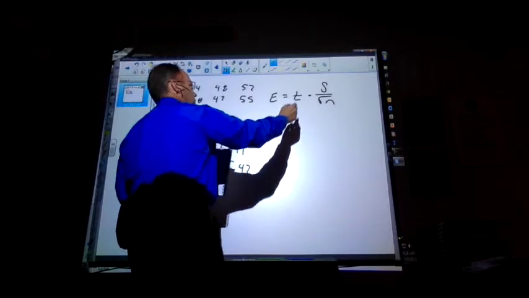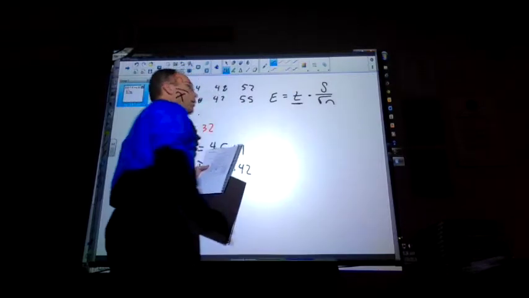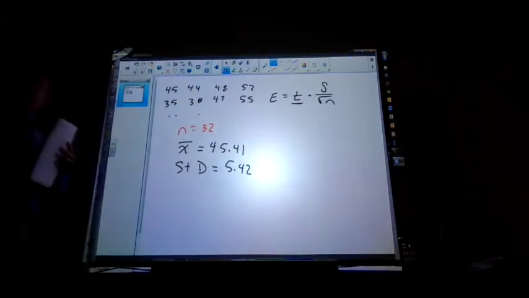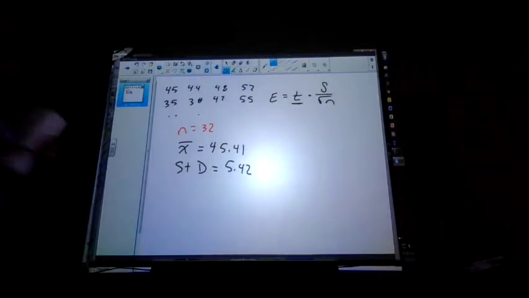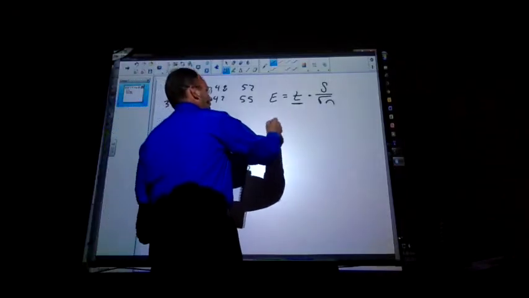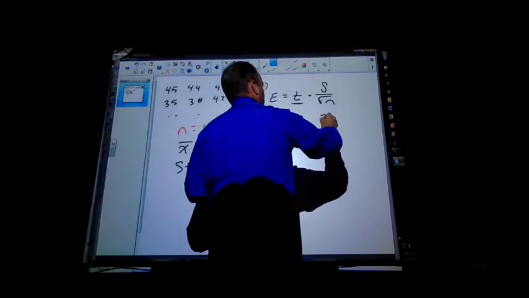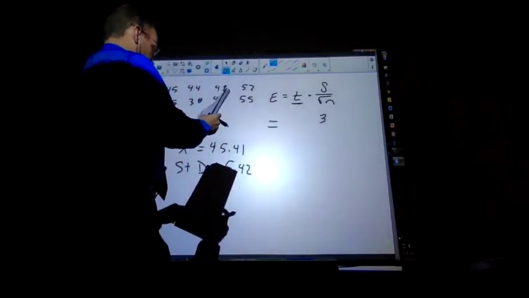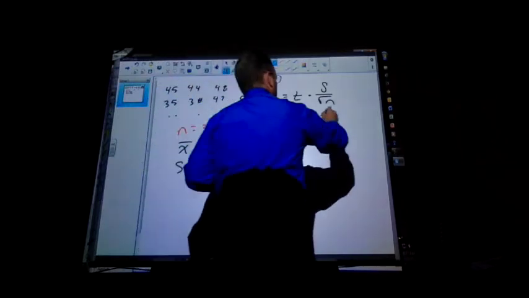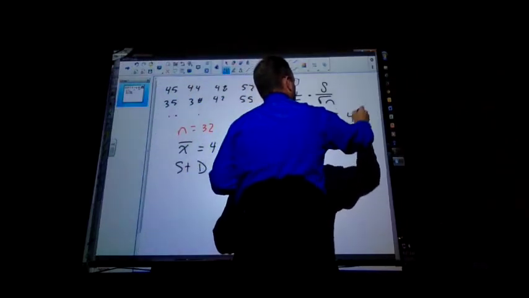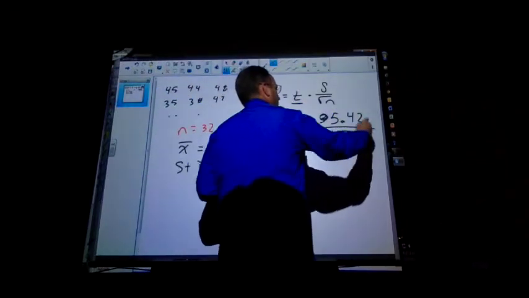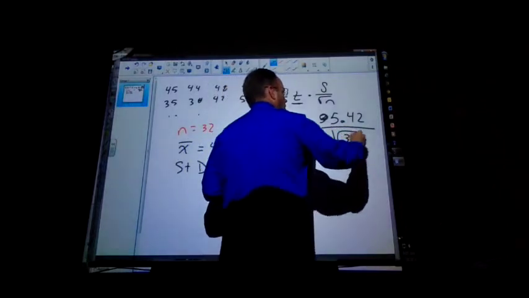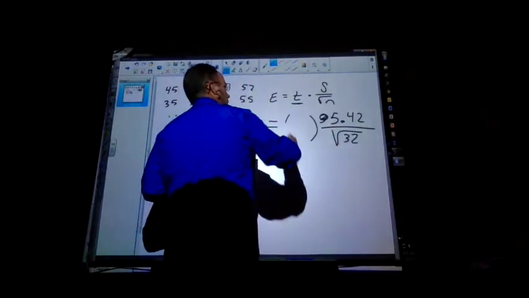we're going to use this equation. This looks like the same equation we have been using, but I need to fill in a t versus a z-score. So I'll get to that in a moment. So I have E is equal to, my S is 5.42. The number of items I'm looking at is 32. So then I have to figure out what t is.